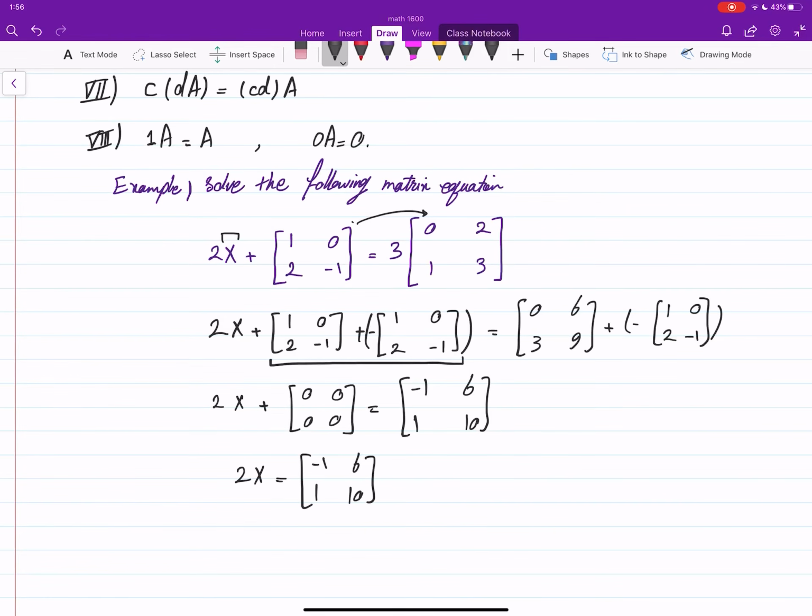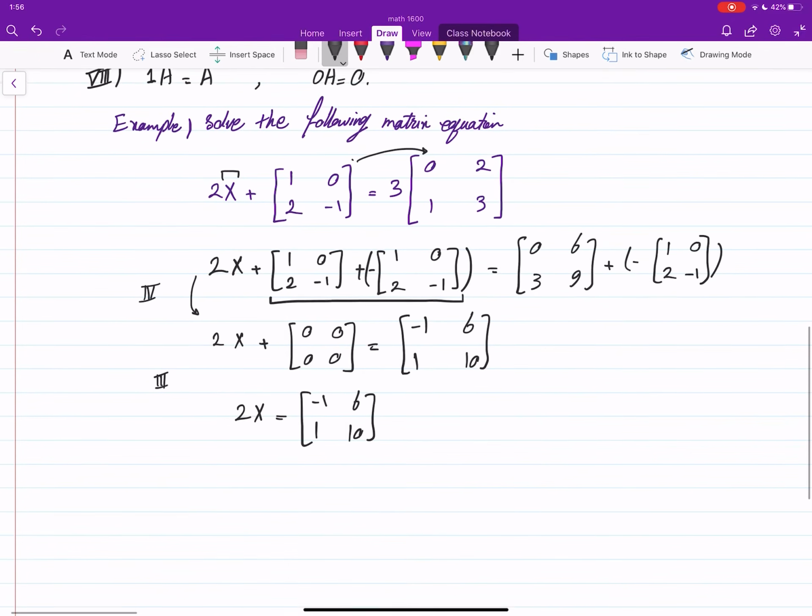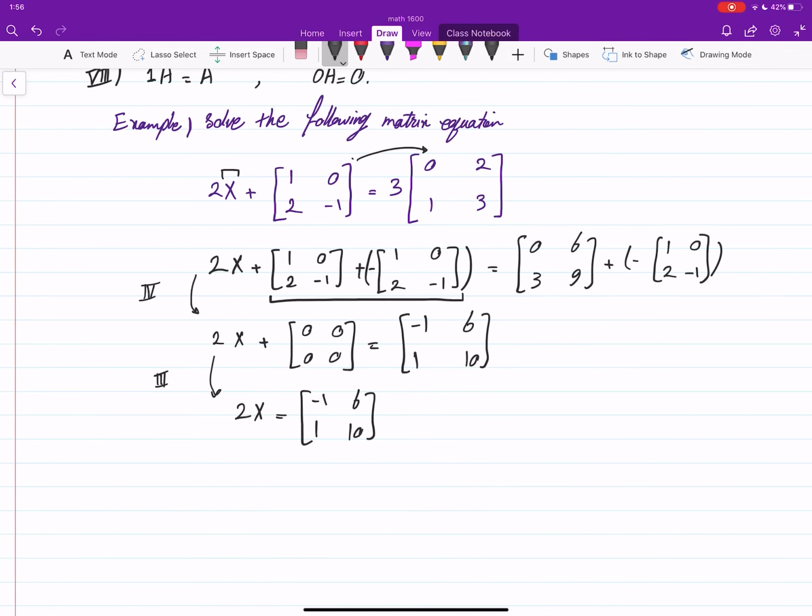What number was that? The third one. Yes, this is the third one. And the way we went from this to there was the property that if you add any matrix to its negative, you will get the zero matrix. Now we are almost done. We can multiply both sides by the inverse of the coefficient.